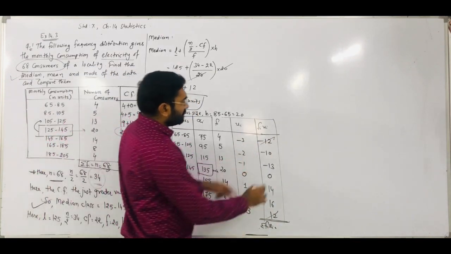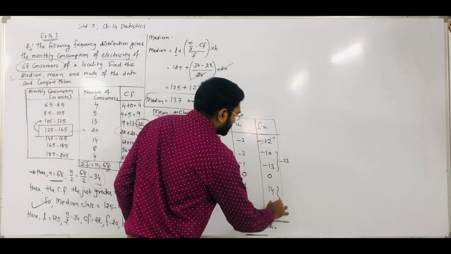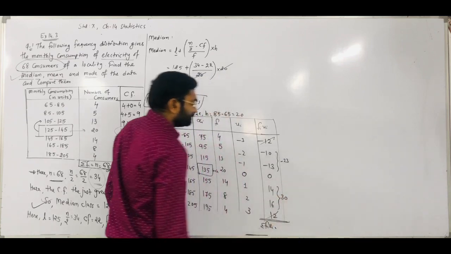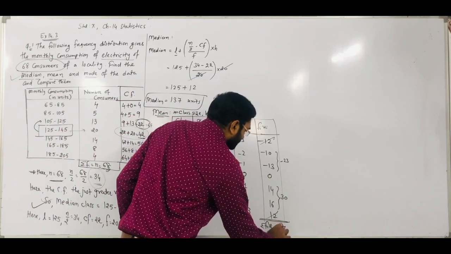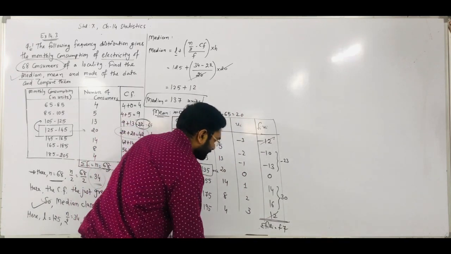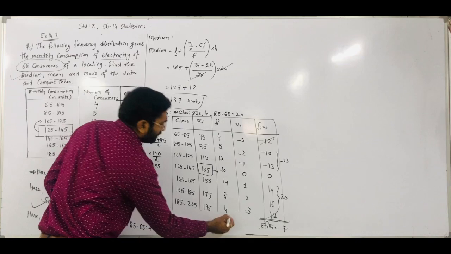Right. Now negative numbers addition is -23. Positive number addition is 30. So 30 minus 23, so we get plus 7. Plus 7 is sigma fi ui. Right? Now sigma fi value we require.